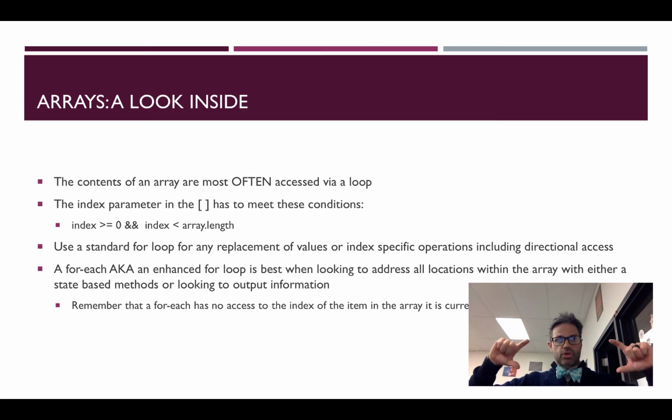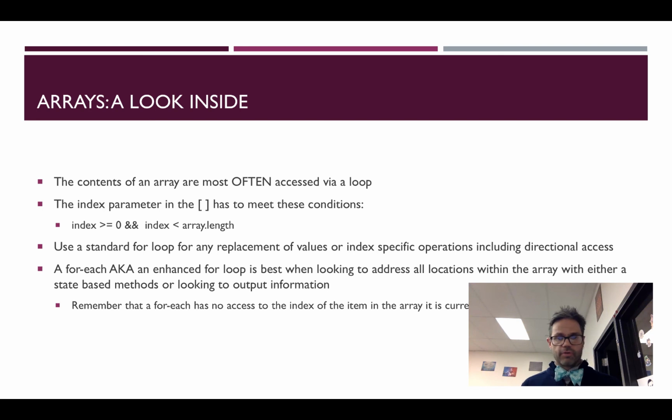The index parameter inside the square brackets has to meet the following conditions. The index has to be greater than or equal to 0, and it has to be less than dot length. If you have a zero-size array, the index has to be less than that, so you can't actually go inside it. If there's nothing in there, you can't have anything in there. No big deal. But you also have to make sure you're not going outside the end. If I have 1, 2, 3, 4, 5 things in my list, my last spot is 4, so the index has to be less than length.